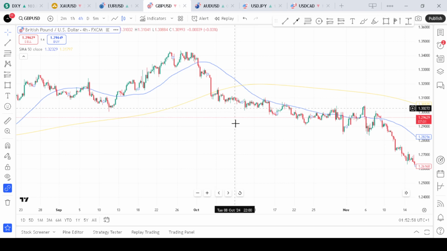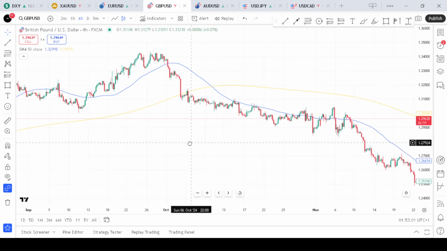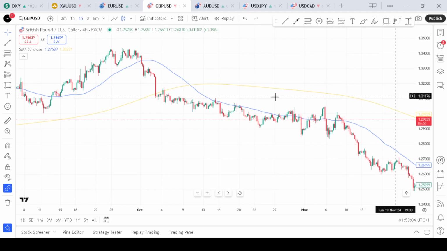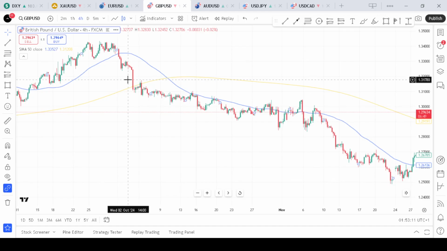As you can see from my chart, we apply these simple moving averages to our chart, and I'm applying it to the GBP USD 4-hour chart. After you have added these two simple moving averages to your Forex chart, most trading platforms allow you to easily overlay these indicators on your price chart.